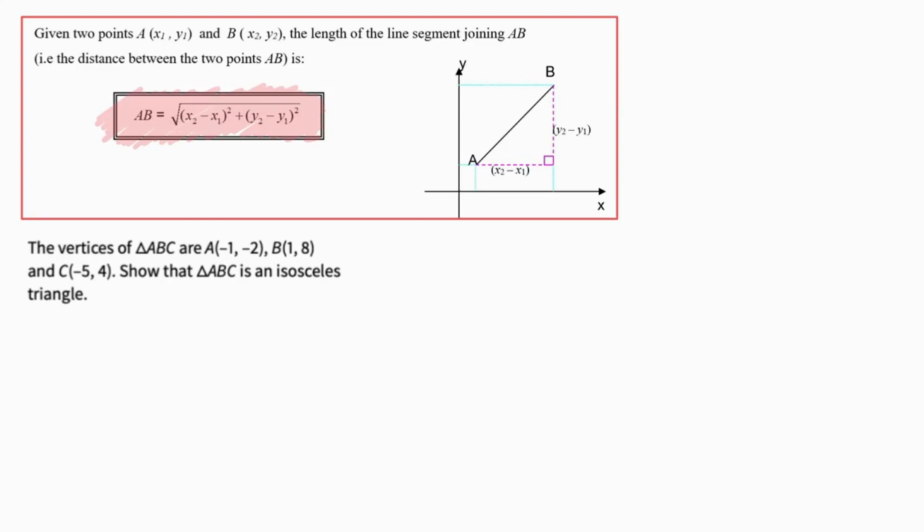Hello everyone, welcome to this video where we are given the vertices of this triangle ABC, for all the vertices, point A, point B and point C. Our job is now to show that this triangle is an isosceles triangle. It is important to note that for an isosceles triangle, there are some properties that we could exploit. One of them is that there are two sides that are equal.